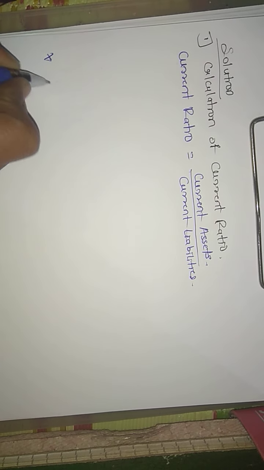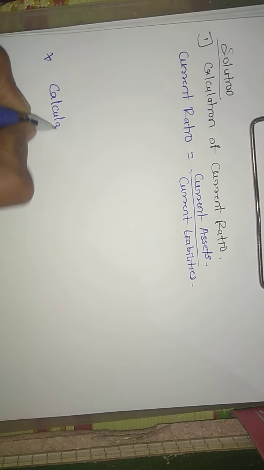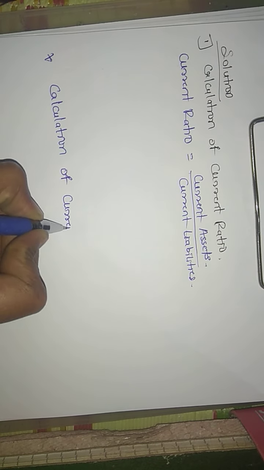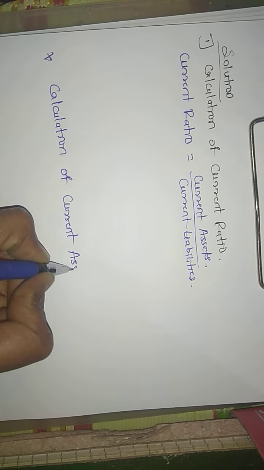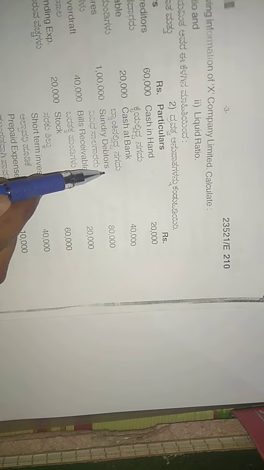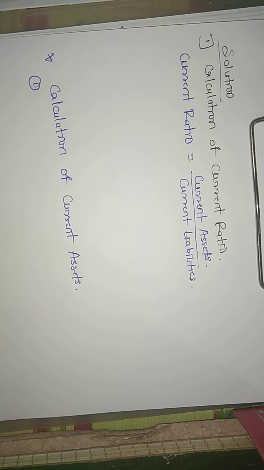Okay, first here we calculate the current assets. Then what are the items of current assets? So see in the question: cash in hand, cash at bank, sundry debtors, bills receivable, stock, short term investment, and prepaid expenses. Okay, these all are the items of current assets.